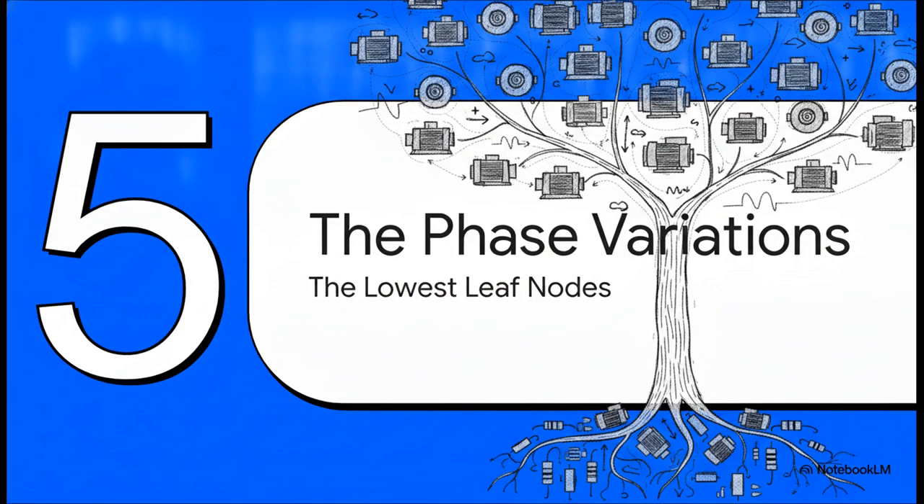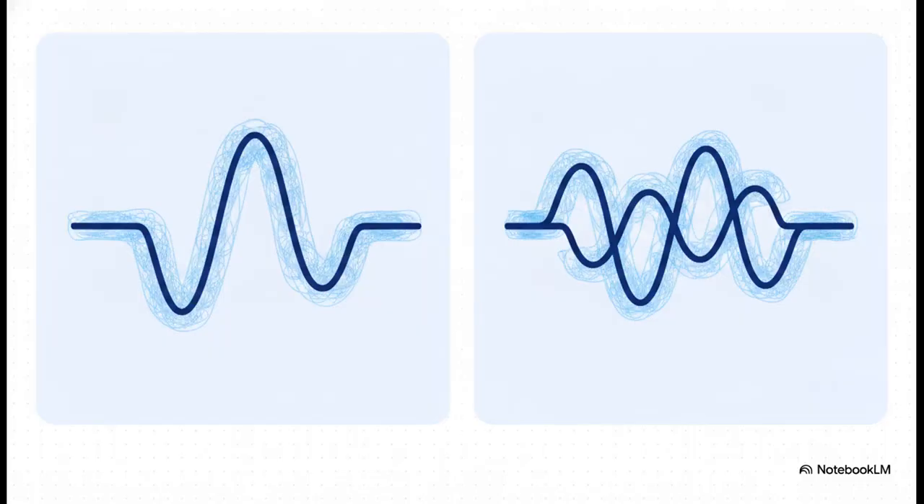Part 5, the phase variations, the lowest leaf nodes. Okay, now we've reached the very bottom row of the AC taxonomy. And here, every single machine forces one final structural choice. Is it one phase or 3 phase? This essentially dictates the scale. You'll typically find one-phase configurations for standard, everyday household stuff, and those robust 3-phase configurations for heavy-duty, industrial power delivery. This right here is the ultimate terminal point for the AC branches.